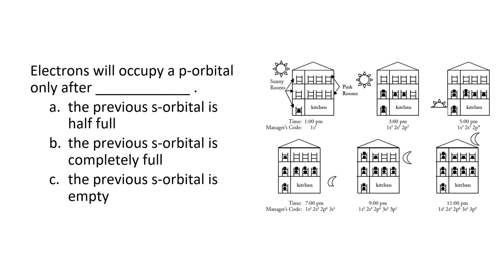Electrons will occupy a p orbital only after the previous s orbital is half full, the previous s orbital is completely full, or the previous s orbital is empty. So the question is asking, electrons will only occupy a p, or a pink room, only when what? So for it to go from the S orbital to the P orbital, you need to have the previous S orbital completely full.